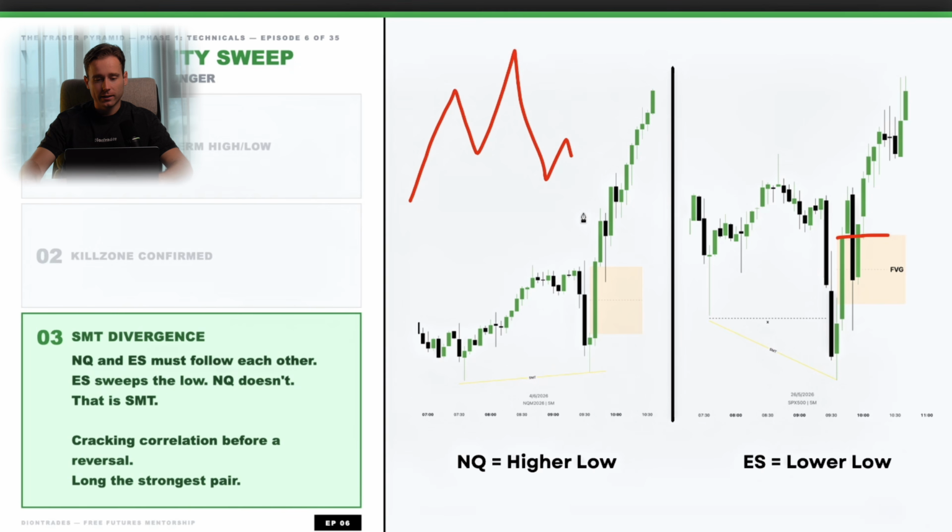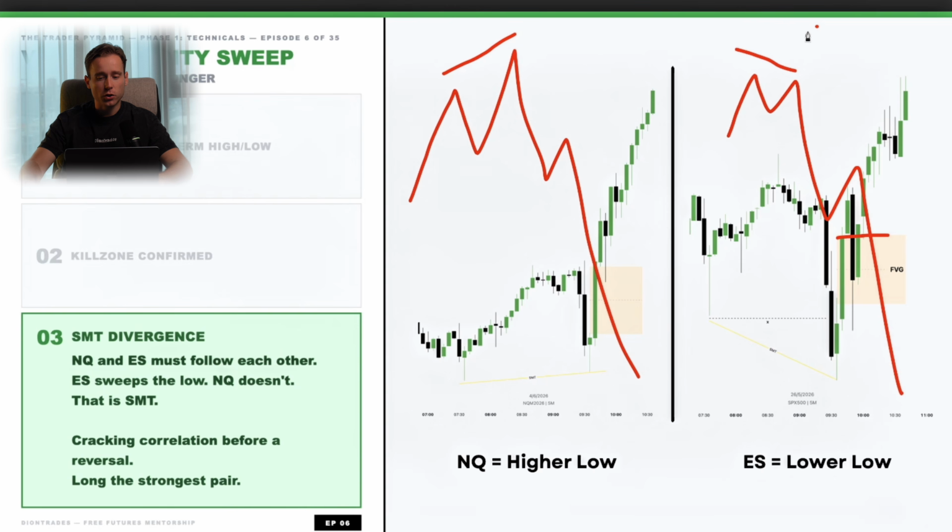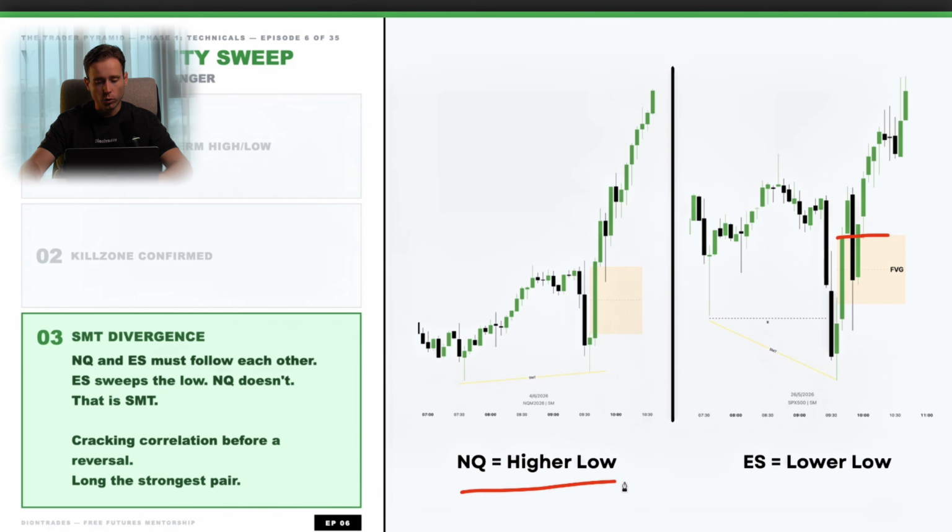If NASDAQ does this and ES does this, ES makes a lower high, NASDAQ makes a higher high. It means ES was so weak that it didn't even make a higher high. That means ES is the weakest, short ES. Long the strongest, short the weakest. So now you know how to find the drawn liquidity with internal to external.